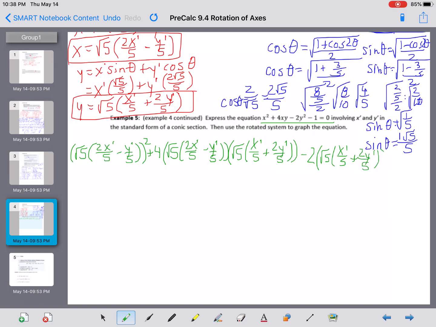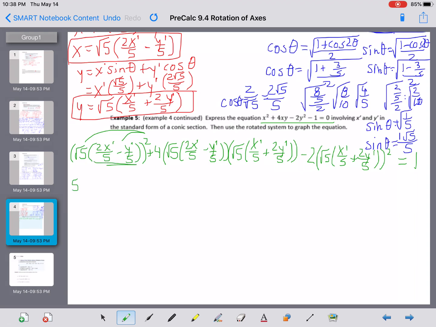Okay, so some advantages here to pulling those radical 5s out front. When I square, I need to square that, and then I need to square what's in the parentheses. So when I square radical 5, I get 5, and I don't have to see that radical anymore. Now I need to FOIL this one out. Okay, so if you can follow me on this FOIL, this is what I'm going to do.